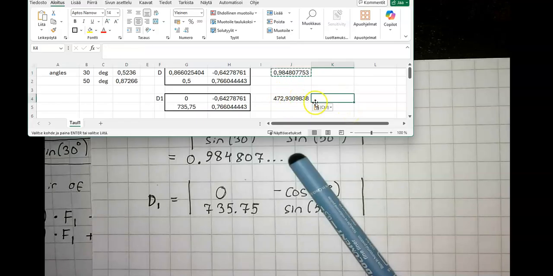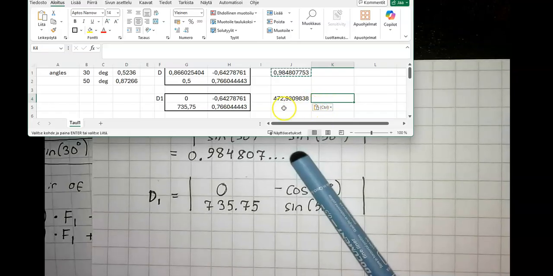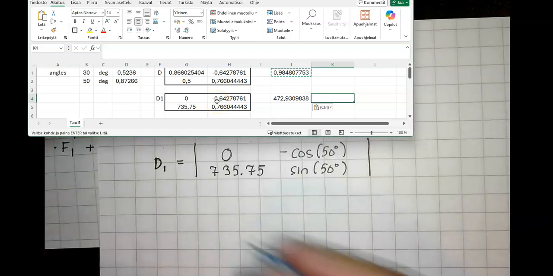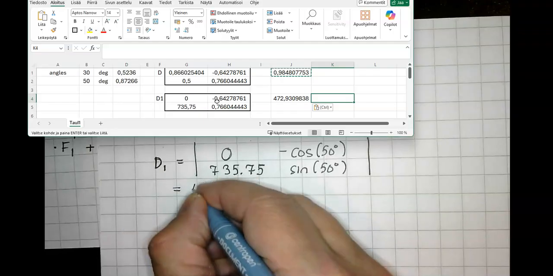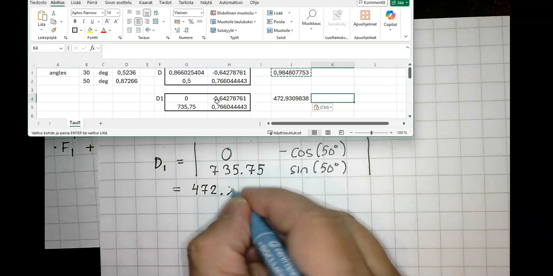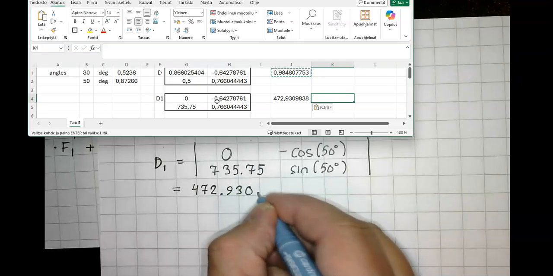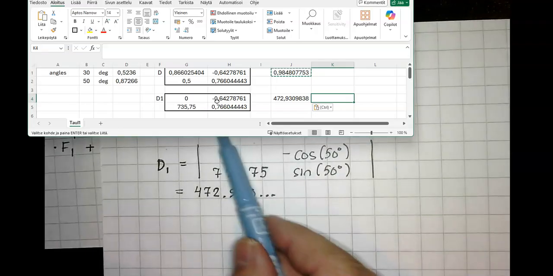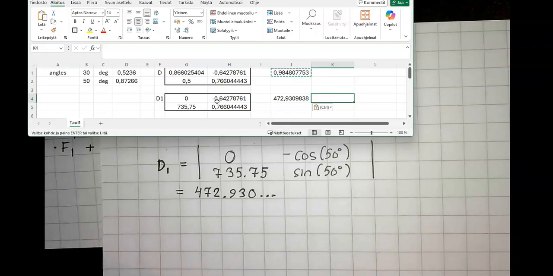So now it tells us the value of the D1. So that will be 472.930, etc. I will write only 6 numbers of the results in the paper. Of course, in Excel they are in exact form, so no problem.